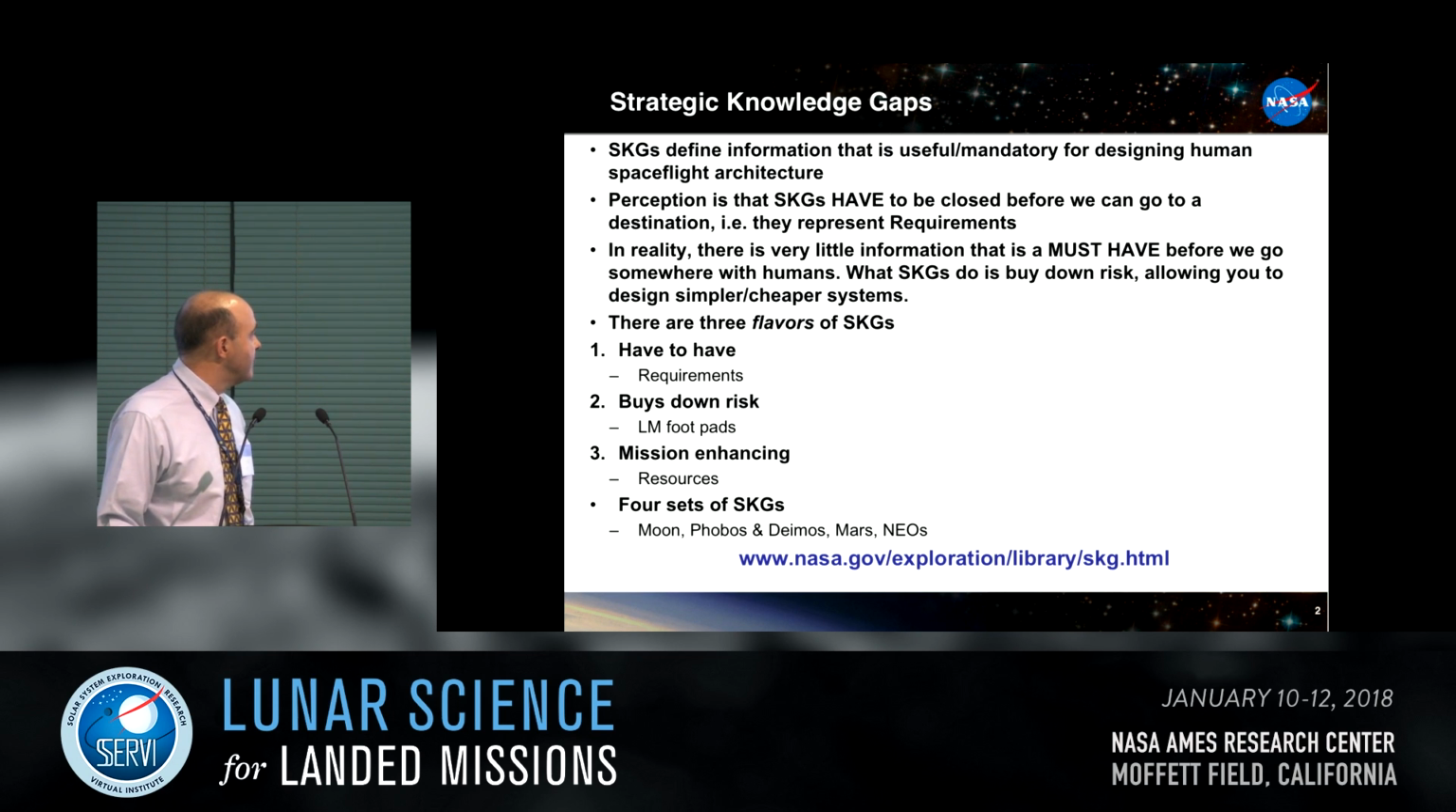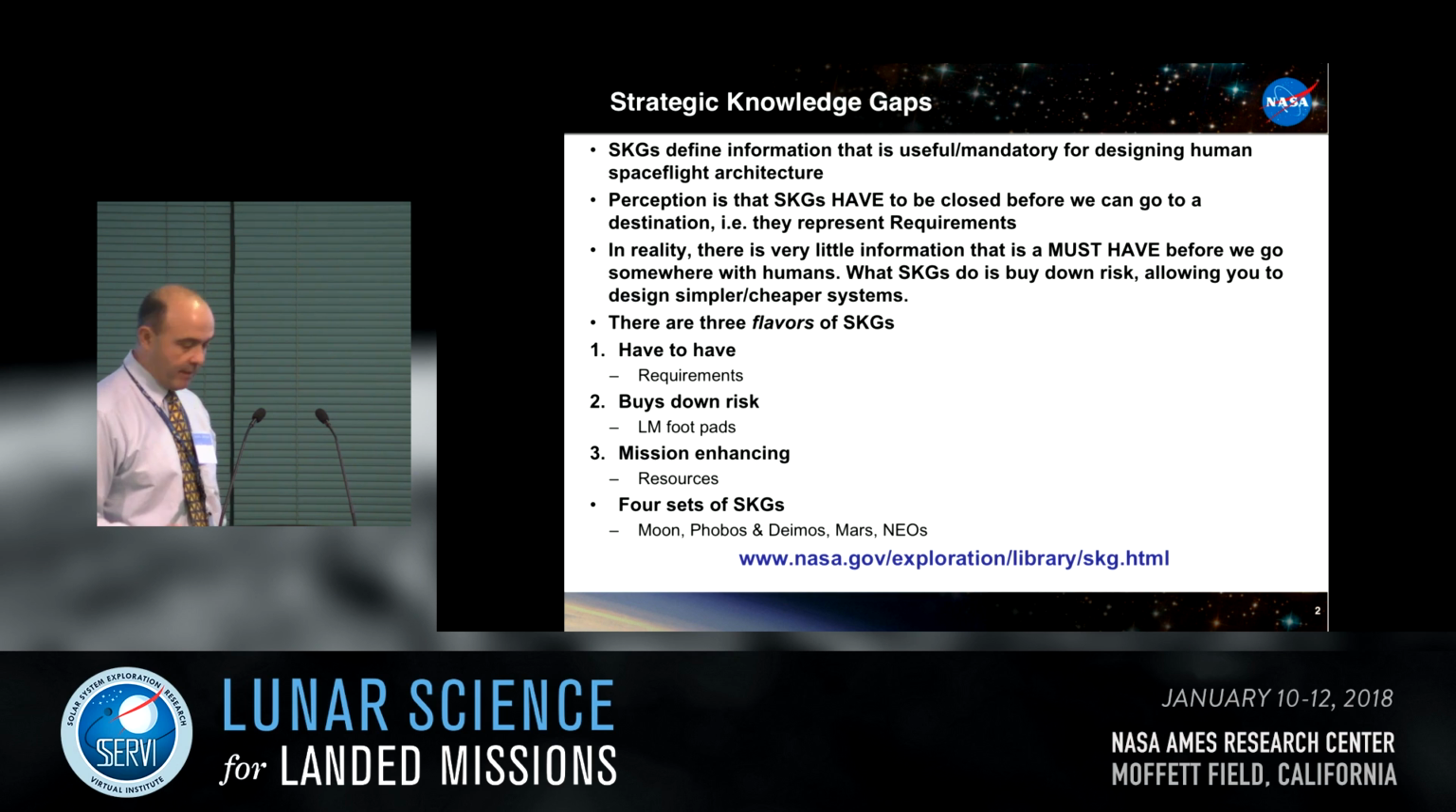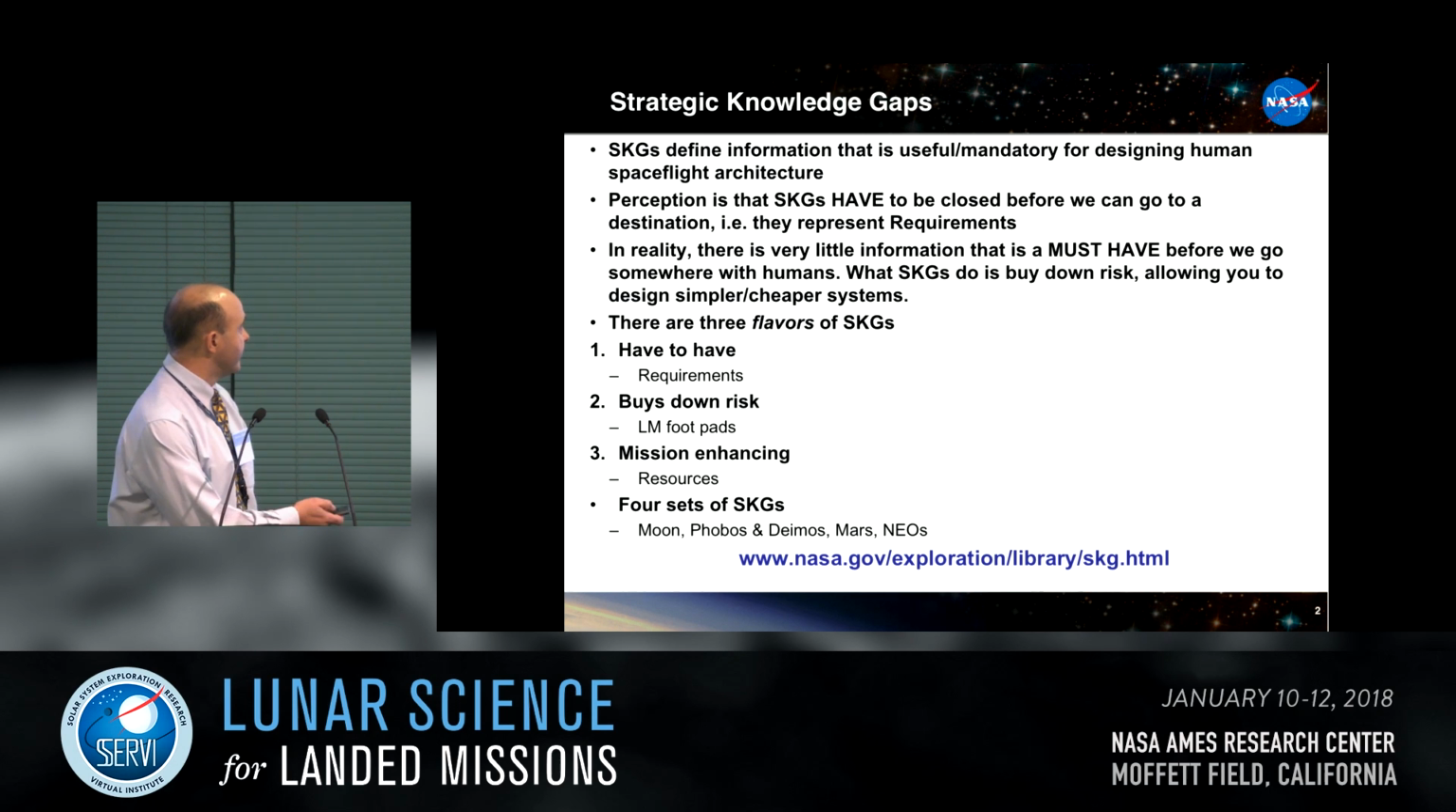And then there's mission enhancing. So there's data that we could acquire, particularly that would allow us to use local resources, that would allow us either to go for longer, stay for longer. There are 4 sets of SKGs: Lunar, Phobos and Deimos, Mars, and NEOs. And we now actually have a web presence.